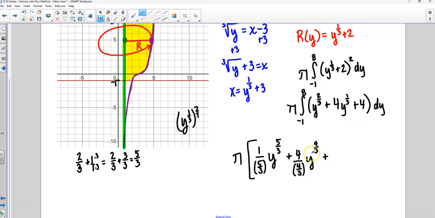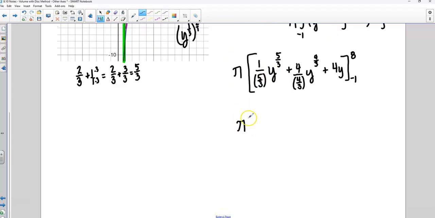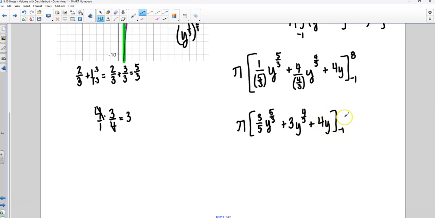And then what do I get when I integrate the 4? 4y. And I'm evaluating this one from -1 to 8. And so right here, dividing fractions, easy as pie. Flip the second, multiply. You're just going to get 3/5 y to the 5/3. Here, I'm doing 4 times 3 over 4, which is just going to cancel those 4's, and I get 3y to the 4/3 plus 4y, and -1 to 8.